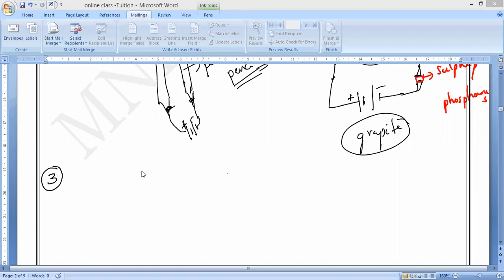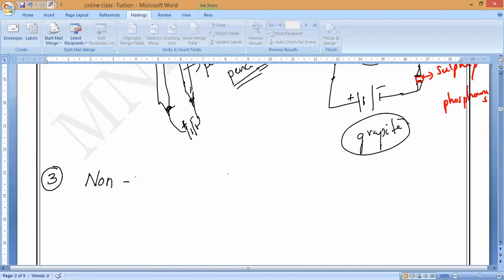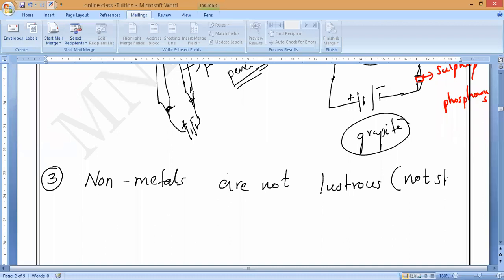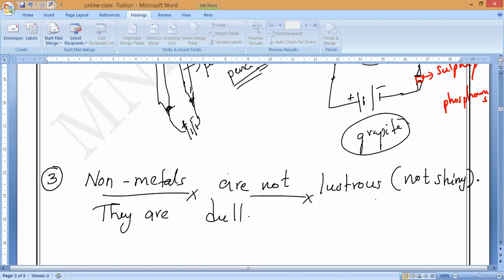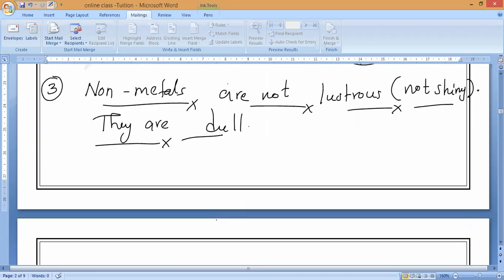Is it dull in appearance or shiny in nature? Non-metals are dull in appearance; exceptional cases are there. Non-metals are not lustrous. Not lustrous means not shiny in nature. So their appearance is dull and rough. All the non-metals do not have a shiny surface. They are dull in appearance.